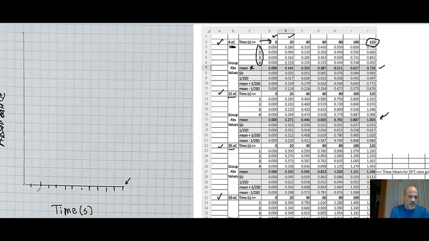So this is 10, that's 20, 30, 40, 50, 60, 70, 80. So I'm going to number every other line, 100 and then 120.